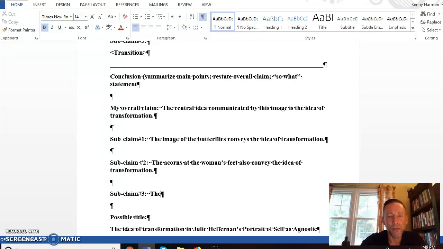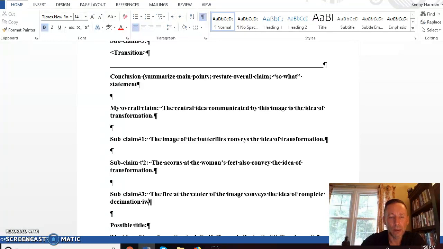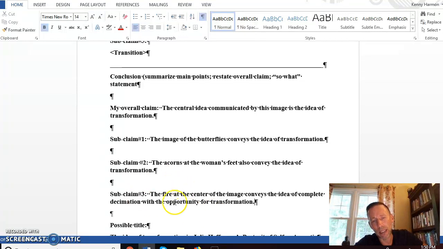I could also say, the fire at the center of the image conveys the idea of complete decimation with the opportunity for transformation. As mentioned in the previous video, fire is not just an ending, but it's also a beginning and represents growth and what is to come after the fire. So in the rest of that paragraph, then I would explain this one sentence.